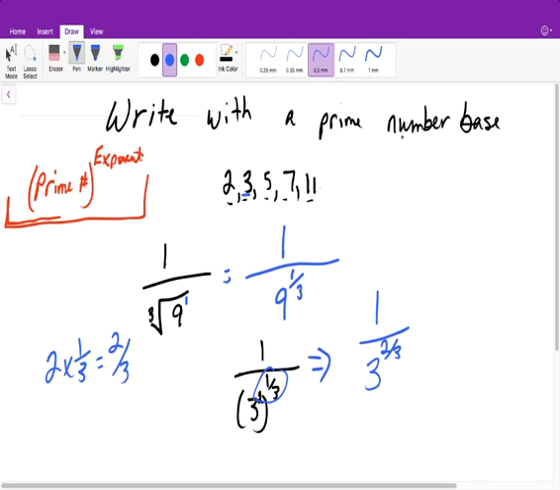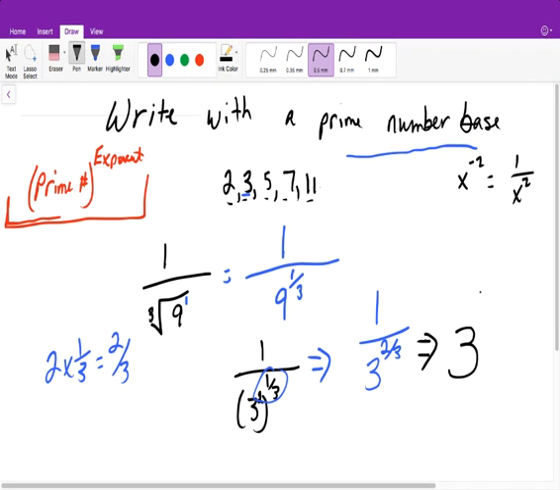Now remember, we only want a prime number base. We don't want anything else. So this is not written as a prime number base because we have a fraction, we have a 1 in there. It's not just a prime number. So we need to rewrite this. So we have to rewrite this with only our prime number base. So we need to figure out a way that we can rewrite this so that 3 is in our numerator and there's no 1. And remember, if we have, say, x to the -2nd power, we can take its reciprocal and it becomes positive. We could do that in reverse.